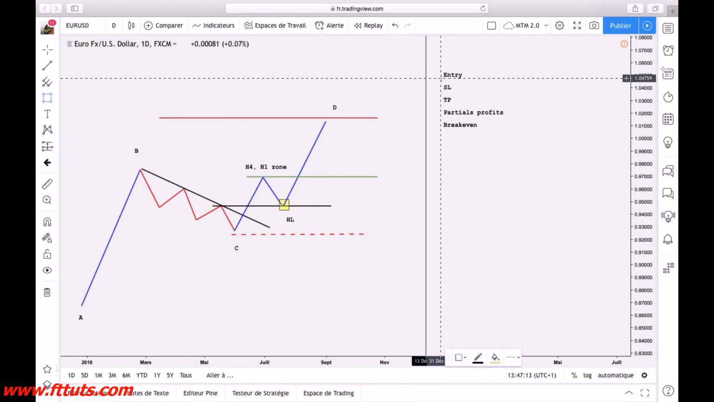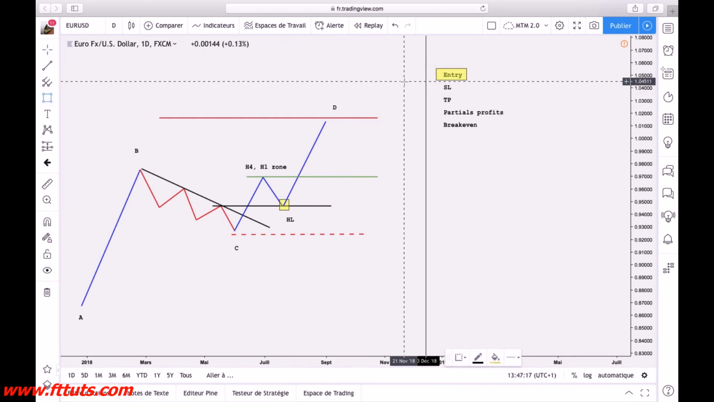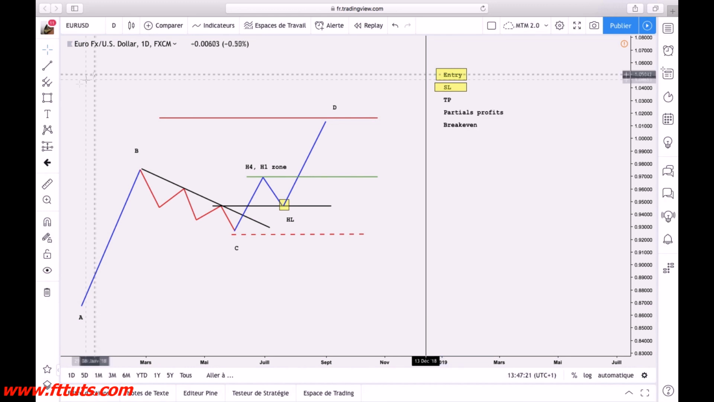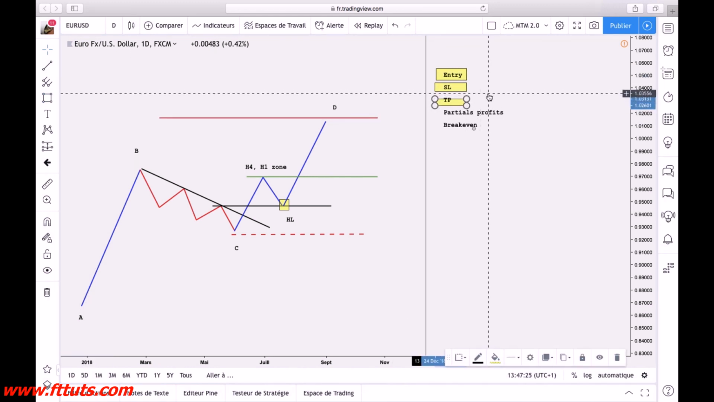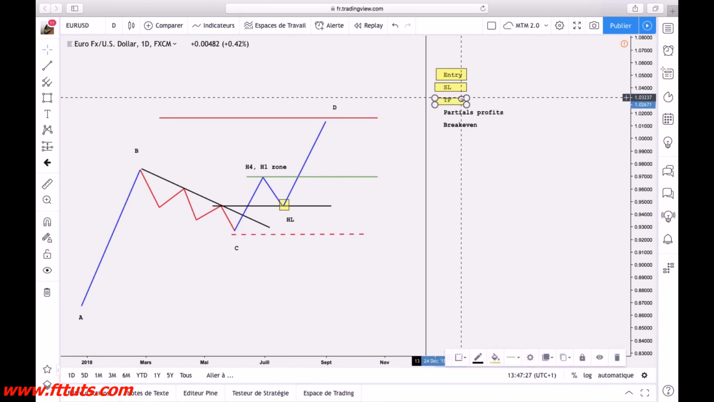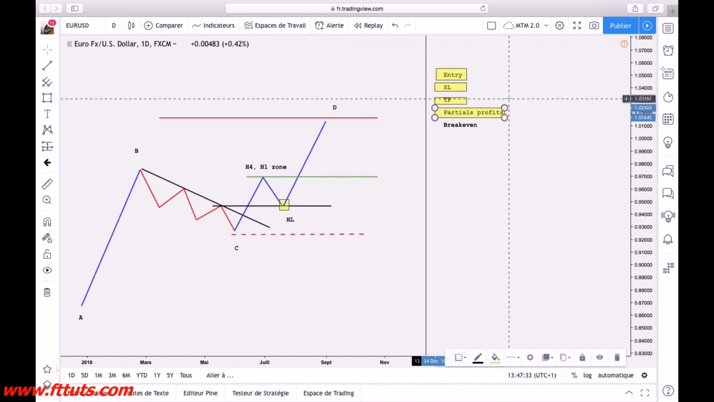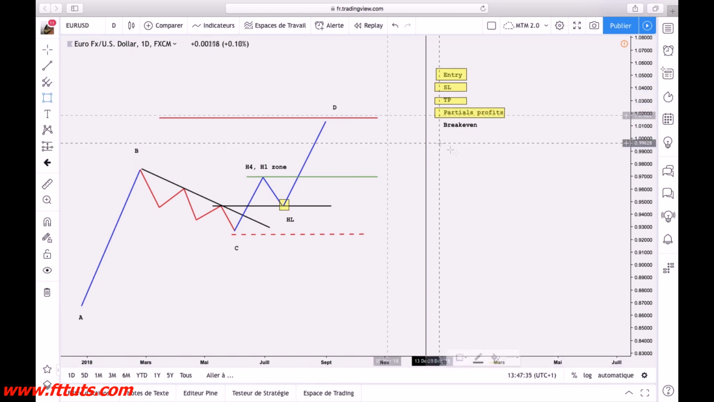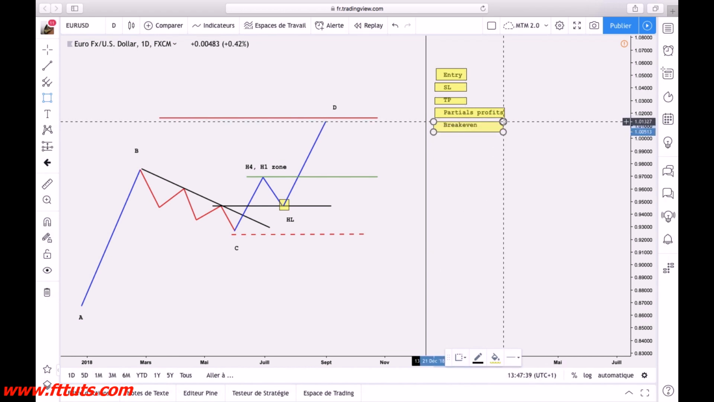Let's talk about the entry, the stop loss, the take profits, the partial profits, which is a new concept for you, and the break even.